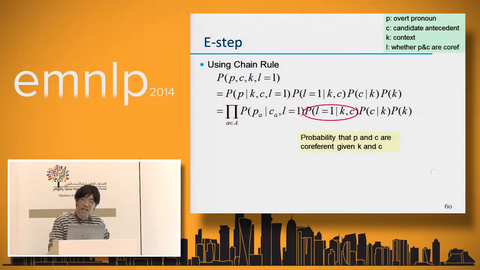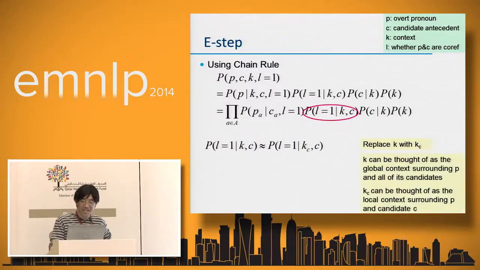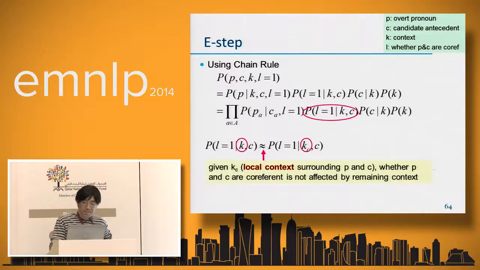Now let's take a look at how we can rewrite the second probability, which is the probability that pronoun P and candidate C are coreferent given context K and candidate C. First of all, we rewrite the probability as follows. You can see that we are replacing K with KC. So what exactly are K and KC? Well, K can be thought of as the global context surrounding P and all of its candidate antecedents, whereas KC can be thought of as the local context surrounding P and candidate antecedent C. Okay? So in this case, we are effectively assuming that given the local context surrounding P and C, whether P and C are coreferent is not going to be affected by the remaining context, and that's why we can drop the global context and replace it with the local context.